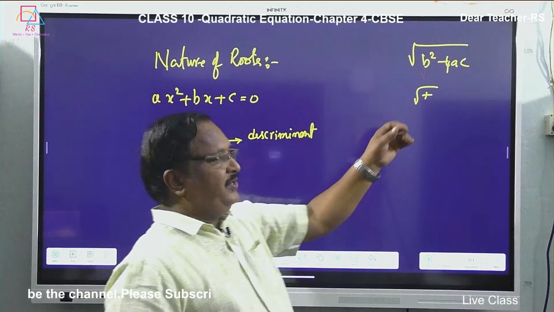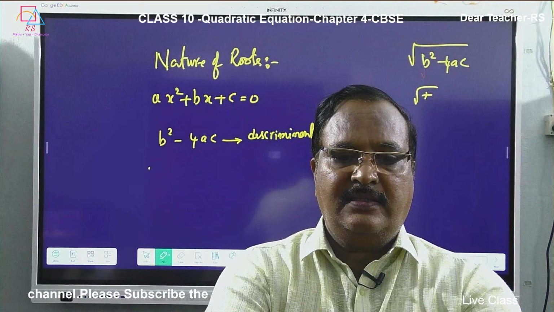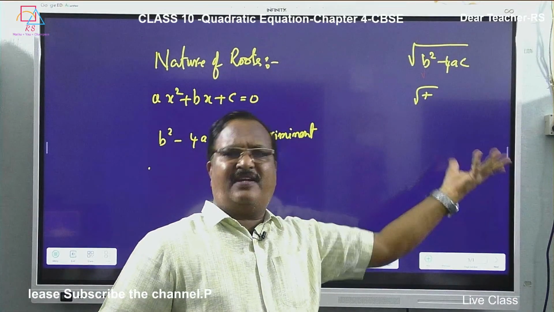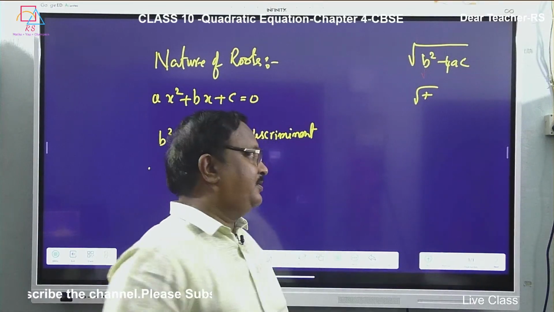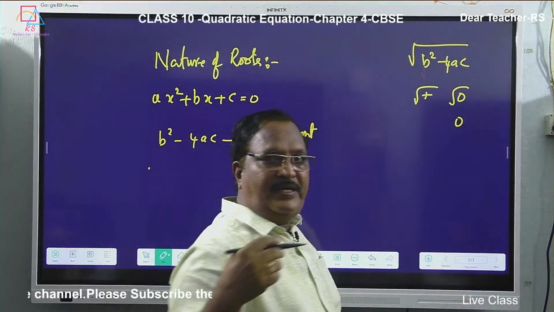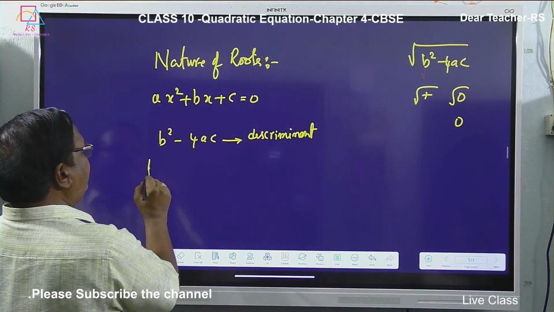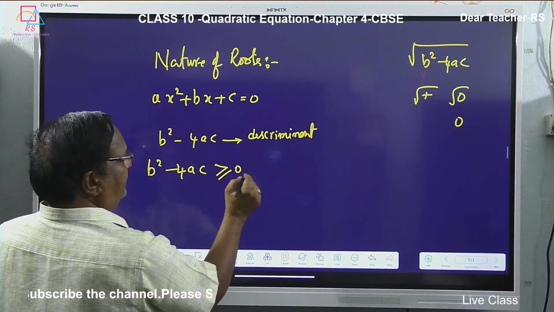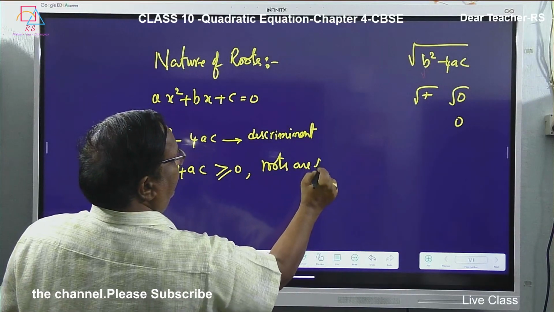So the square root of a positive value is always real, rational or irrational. Plus means greater than 0, or even 0 also. The square root of 0 is also real only. The square root of 0 is 0, and 0 is real, rational. So if b square minus 4ac is greater than or equal to 0, then the roots are real.